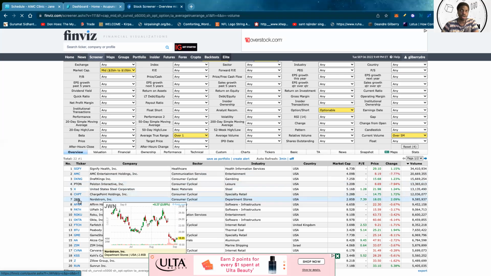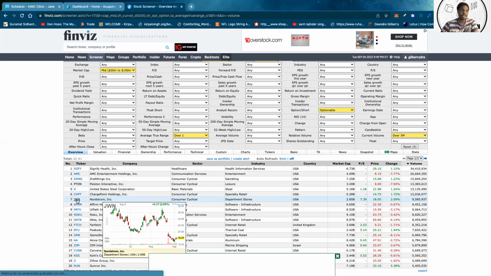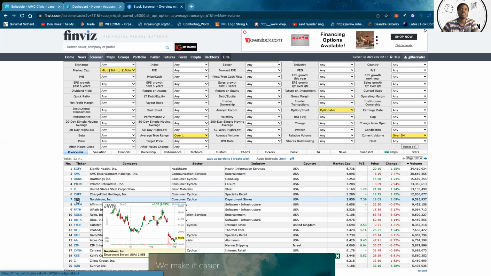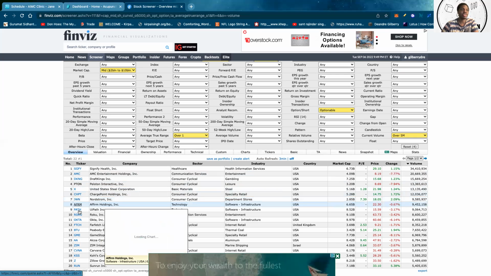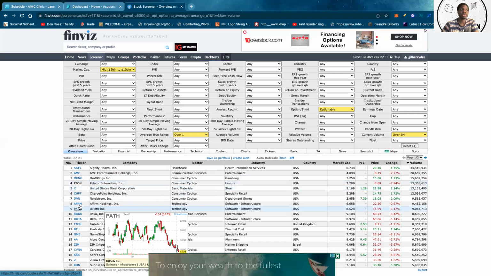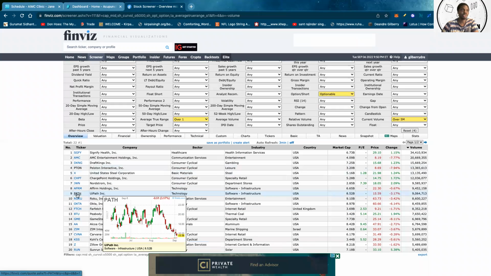ChargePoint. So you look at the setups, whatever setup is good for you. I don't know how liquid these are, like Nordstrom, but this will be a setup that I would probably take. It looks like they had earnings and then filled that gap or something, and dropped down. I know Path, they had earnings. That's something I'm going to be looking at tomorrow. They had good earnings actually, surprise earnings, but it still dropped today. You got Roku, you got all of these things.